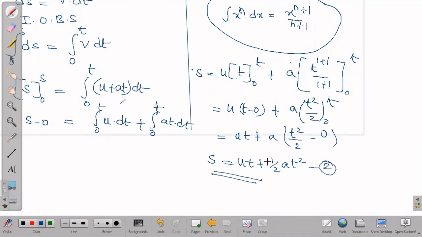Okay, right. So we derived the first equation of motion and the second equation of motion, and now we will go with the third.